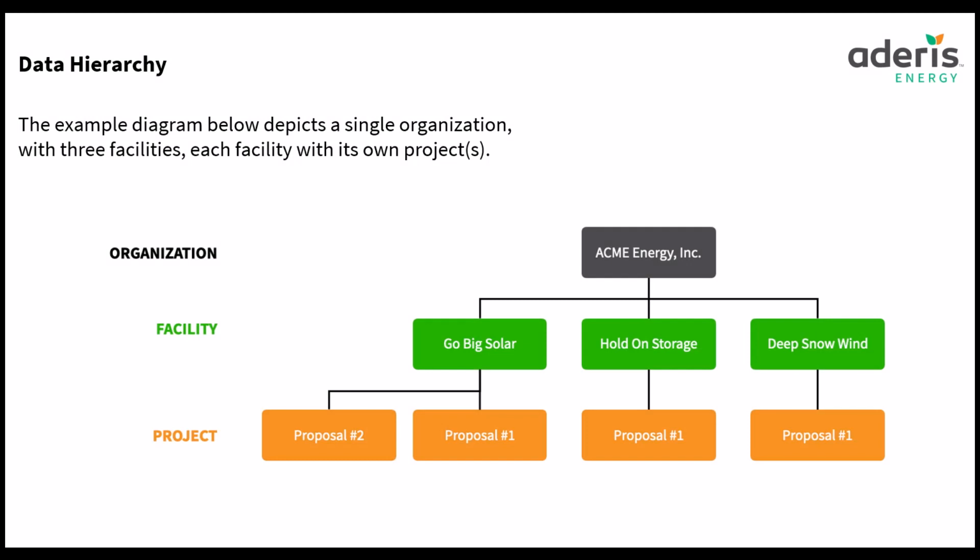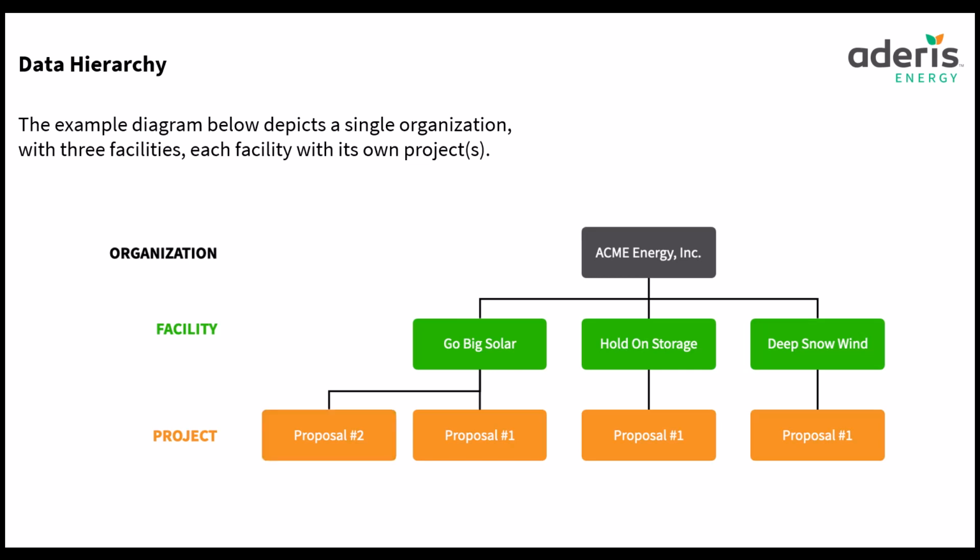When a user is assigned to any part of this organizational tree, the user has access to the data structures at and below the level of assignment, but not above. For example, assigning a user to the Acme Energy Incorporated, an organization, grants the user access to the organization, all of the facilities, and all of the projects. On the other hand, assigning a user to Proposal 2, a project, below Go Big Solar, a facility, grants the user access only to Proposal 2.